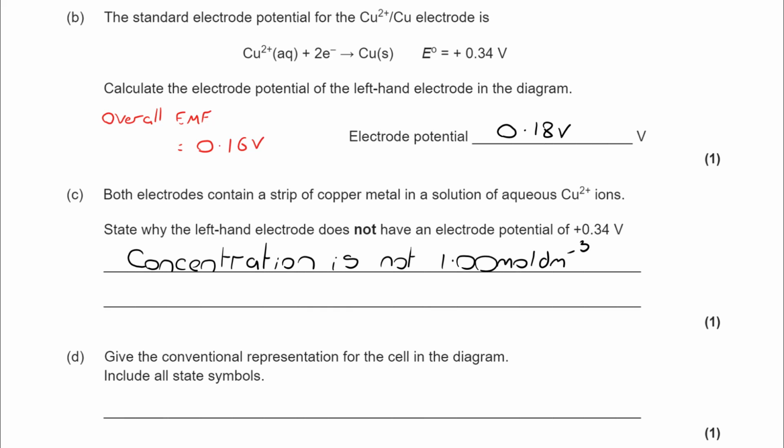Ultimately, when we talk about standard electrode potentials, we are talking about standard conditions. And one of those conditions is that the concentration is 1 mole per decimeter cubed. And that is definitely not the case in one of the half cells here, certainly. So it's all about standard conditions.